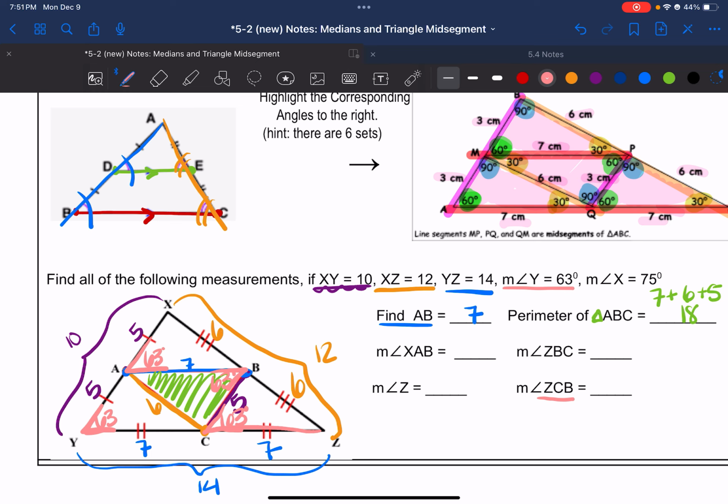Okay, so Z up to B to C is 75 degrees. And then the last one we want to find is angle Z, this angle right here. If we know the big whole triangle has 75 and 63, we go 180 minus 75 minus 63. So 180 minus 75 minus 63 is 42 degrees. And there you go.